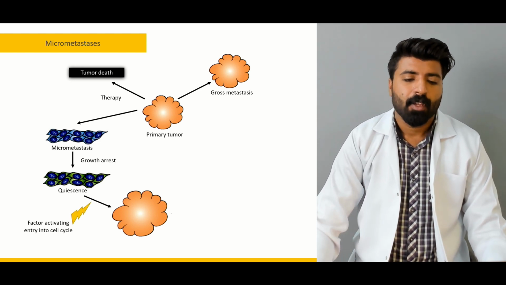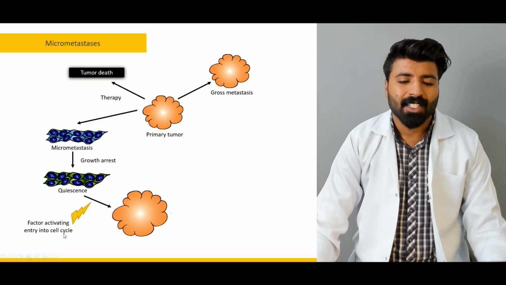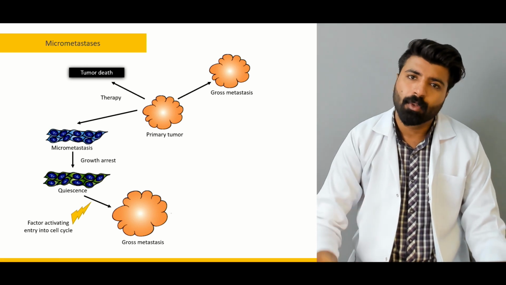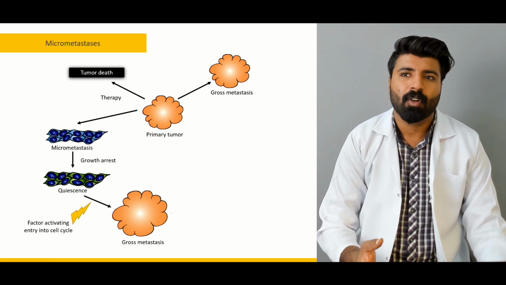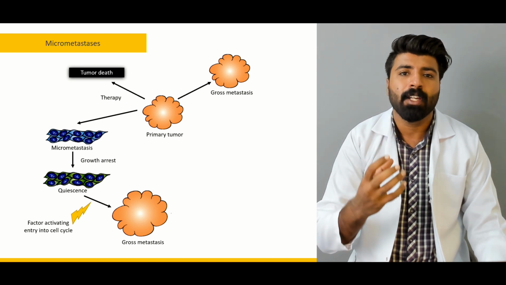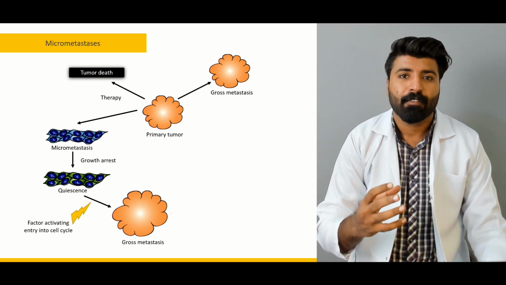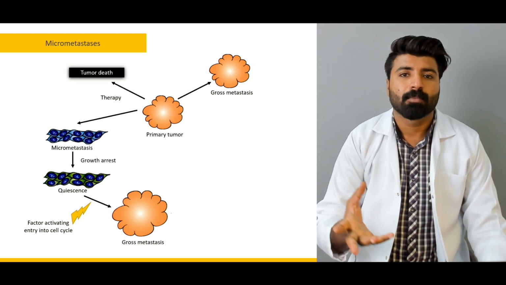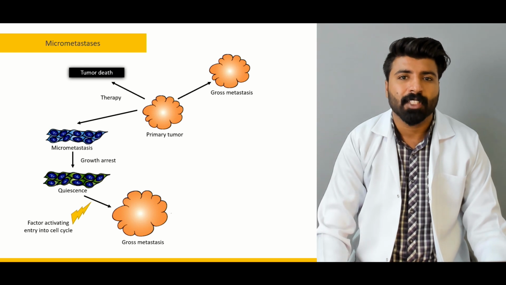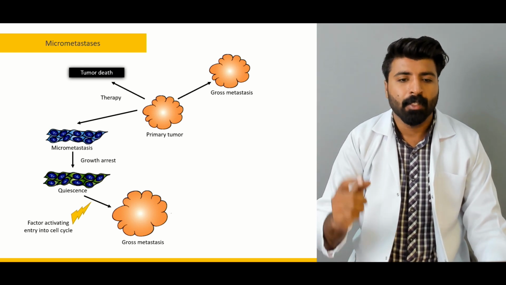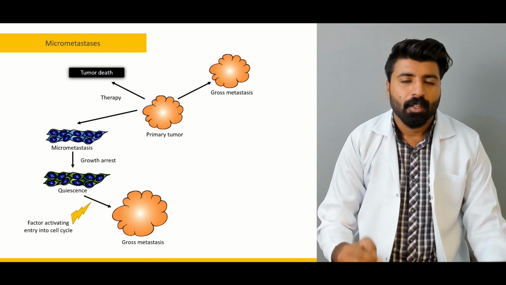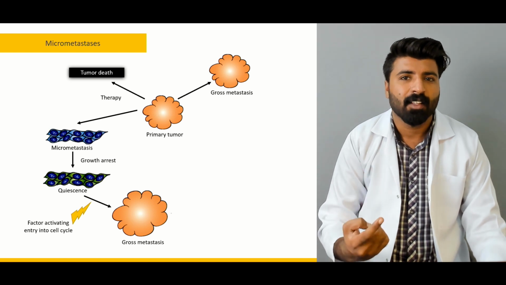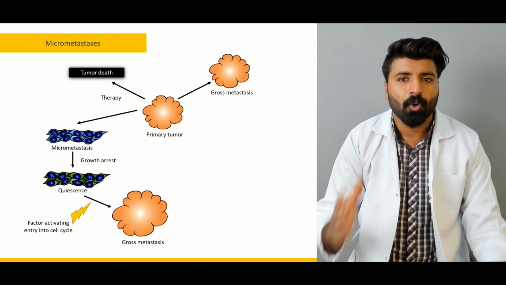So with time, a factor activating entry into the cell cycle, if they enter into the cell cycle, what will happen? It will lead to gross metastasis, because it's only possible if it's polyclonal, that any of the 20 or 30 or 50 or 1,000 cells will lead to cancer. But in the form of monoclonal, it only needs one cell. It only needs one cancerous cell. So only one cell may lead to all of these results.